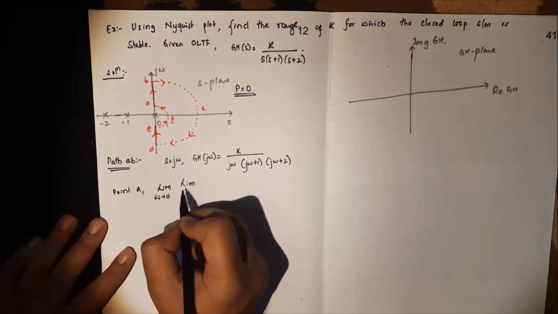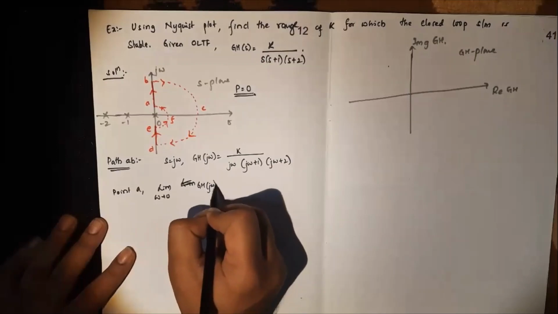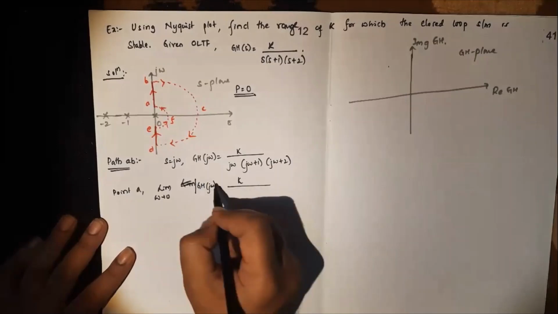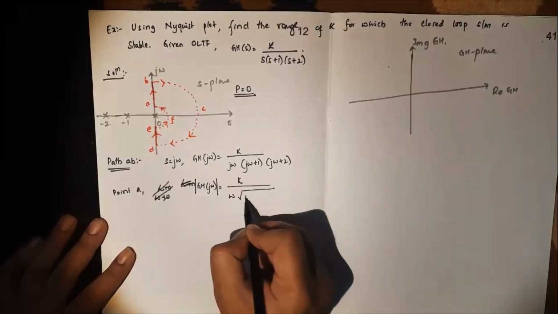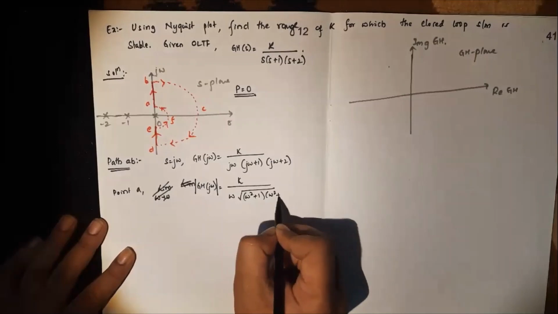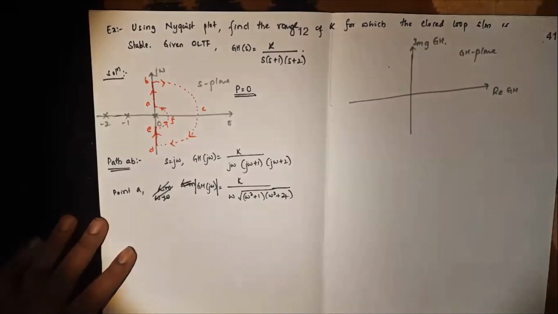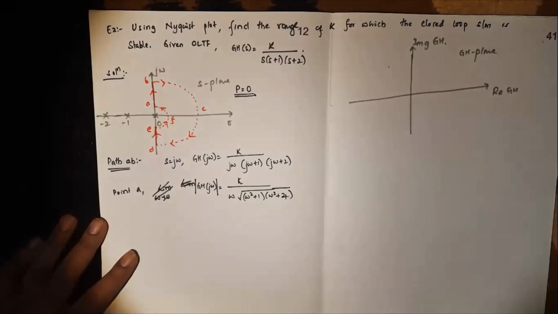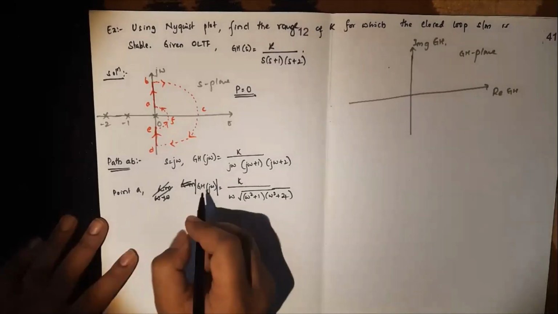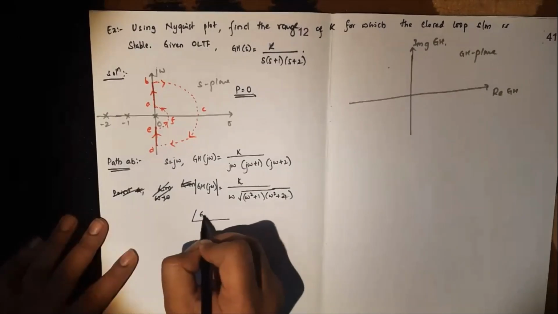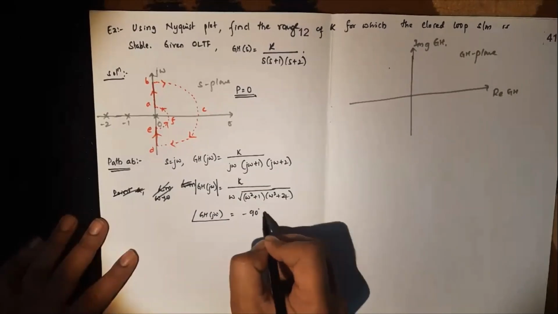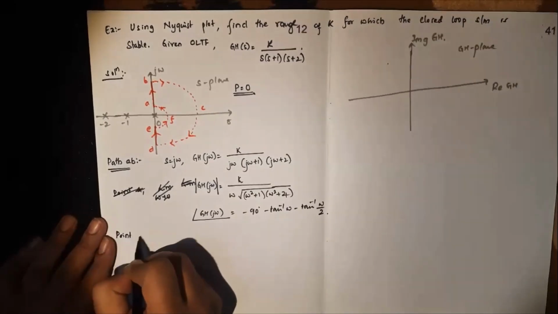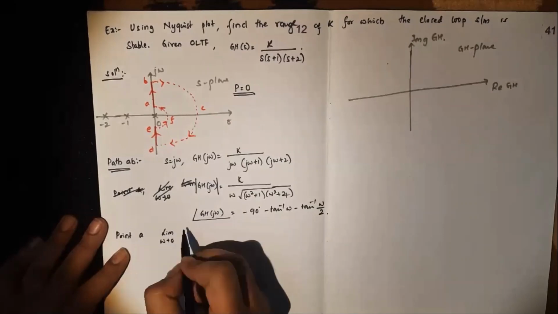So before that, point A, we need to substitute s equal to j omega and find the gain expression, that is k by omega. I have taken it outside the square root, and inside the square root it is omega square plus 1 and omega square plus 4. Then what is phase angle? So phase angle is minus 90 degrees minus tan inverse of omega by 1 minus tan inverse of omega by 2. So map point A.